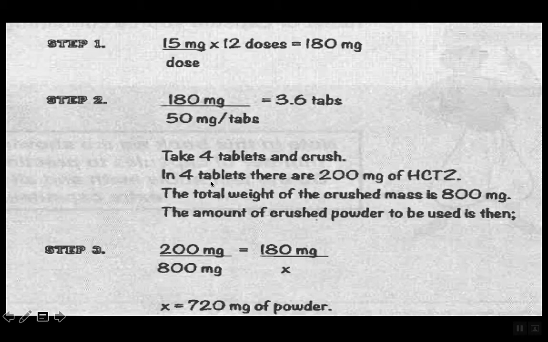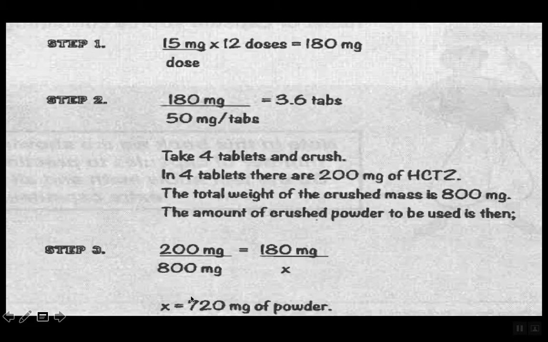Here they also tell you that when you crush the 4 tablets, you're going to have 800 milligrams total mass of the 4 tablets. But you don't need all 4 tablets, because if you use the 800 milligrams of crushed powder, you're going to have 200 milligrams of the active ingredient, but you only want 180. So you set up a proportion, as you see here, to find out how much of that powder I just crushed I will need if I only want 180 milligrams of active ingredient. You'll find that it's 720 milligrams of powder. So now you know how much powder you need of the active ingredient.